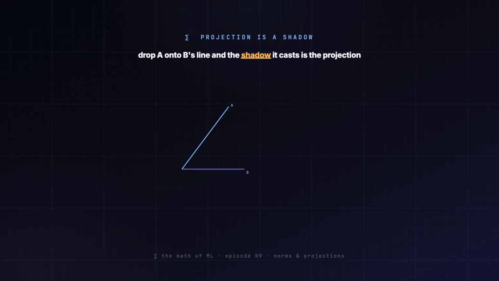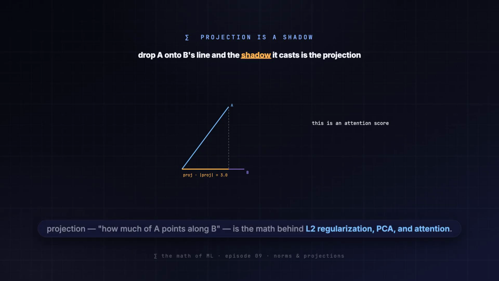L2 regularization penalizes the squared norm of the weights to keep them small. Cosine similarity ranks how close two embeddings are. And every attention score is a dot product between a query and a key, projections deciding what to focus on.